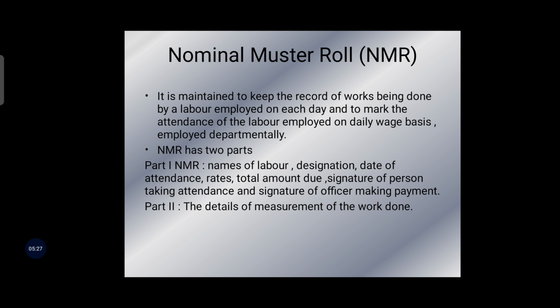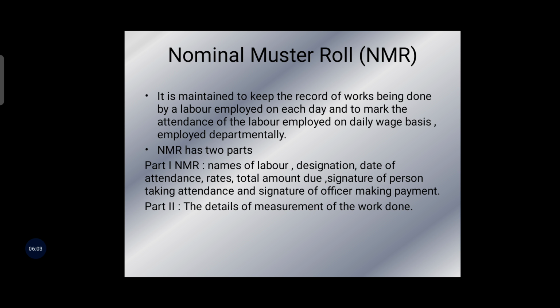Now the next one is the nominal muster roll, NMR. In the nominal muster roll, various types of work may be executed departmentally or through a contractor, and it is necessary to employ labourers such as mason, coolie, bhisti, carpenters, etc. These laborers are paid wages on the basis of their attendance and the quantity of work they do.